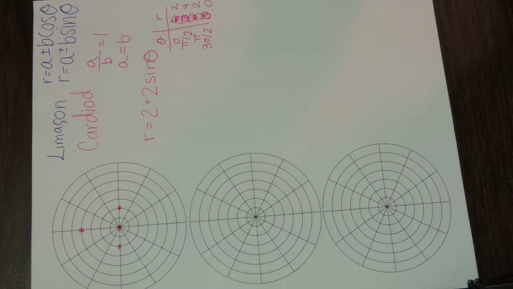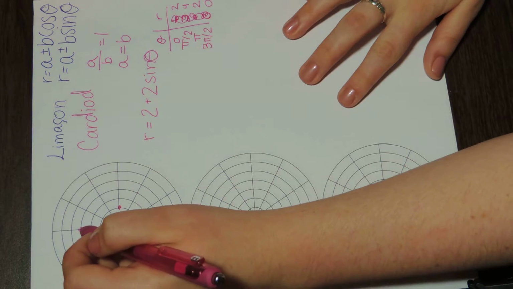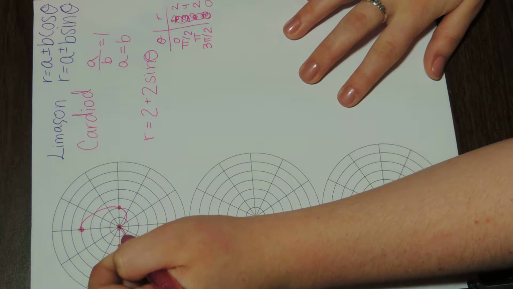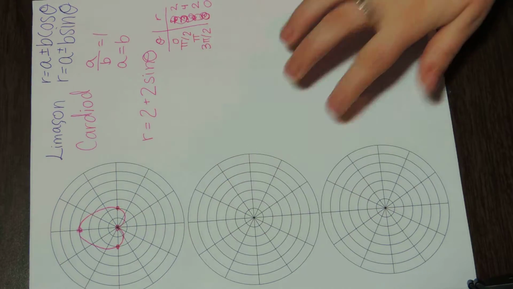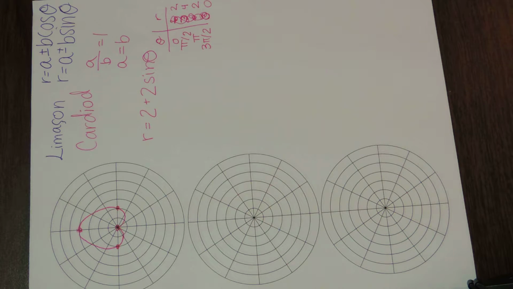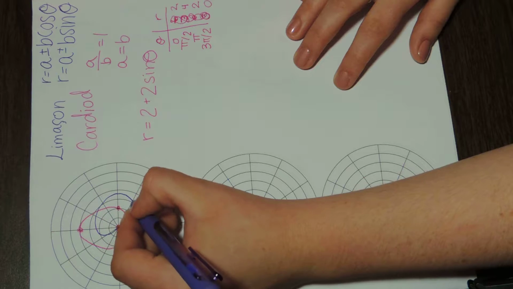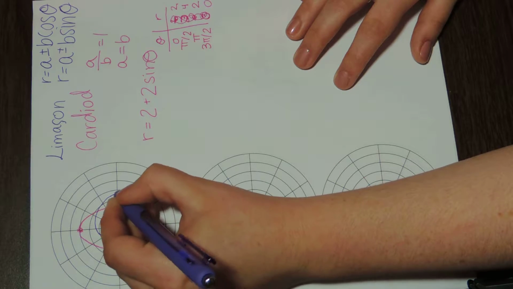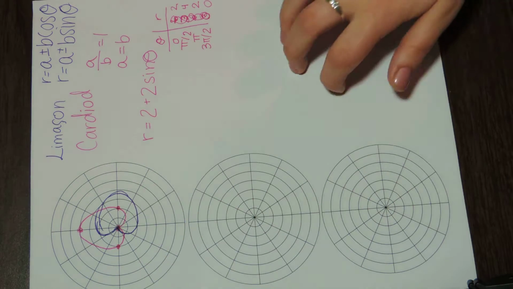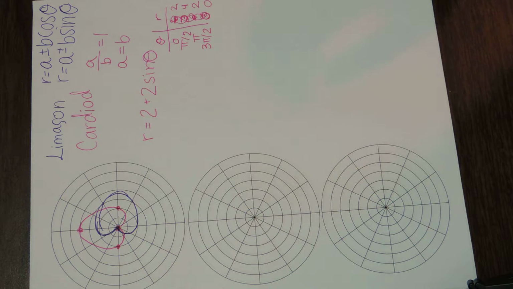Now I said that it's going to look like a heart because this is going to look like an upside down heart. And that's what our cardioid is going to look like. If we have a cosine cardioid, it's going to go in the opposite direction. So it's going to look something like that. Now, of course, that's me eyeballing it. But that's what our cardioid is going to look like.